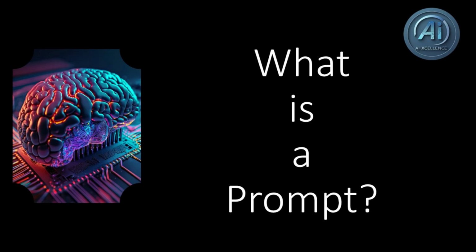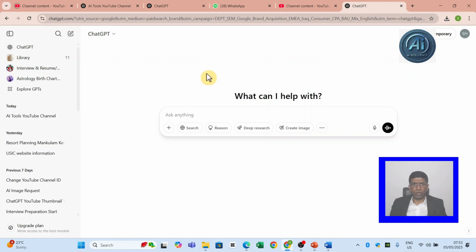What is a prompt and why is it important? Let's see. To use ChatGPT, we have to give a prompt. A prompt is a question which is given to ChatGPT. We should be very clear when we are creating the prompt. Let us create a prompt. We need to be very clear while we are creating a prompt because based on the prompt, ChatGPT gives a reply to us. Let's see how we can give the best possible prompt to ChatGPT.